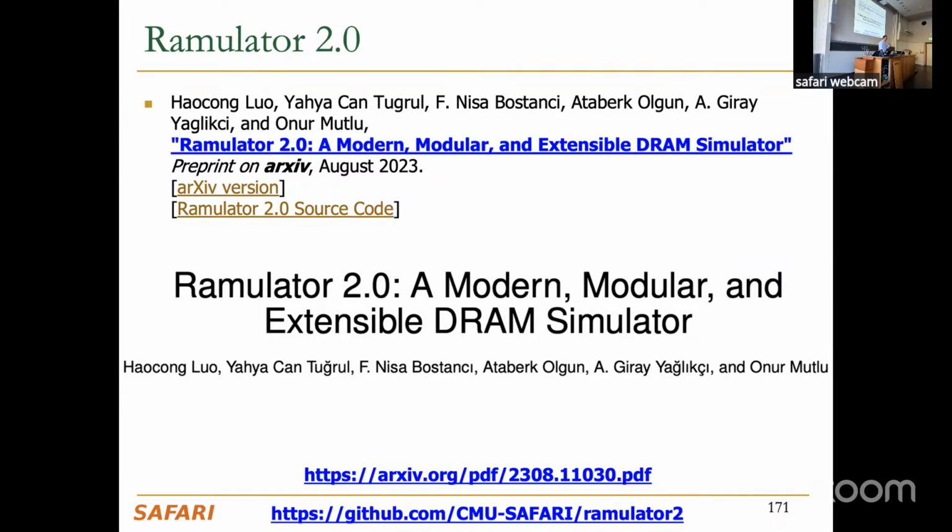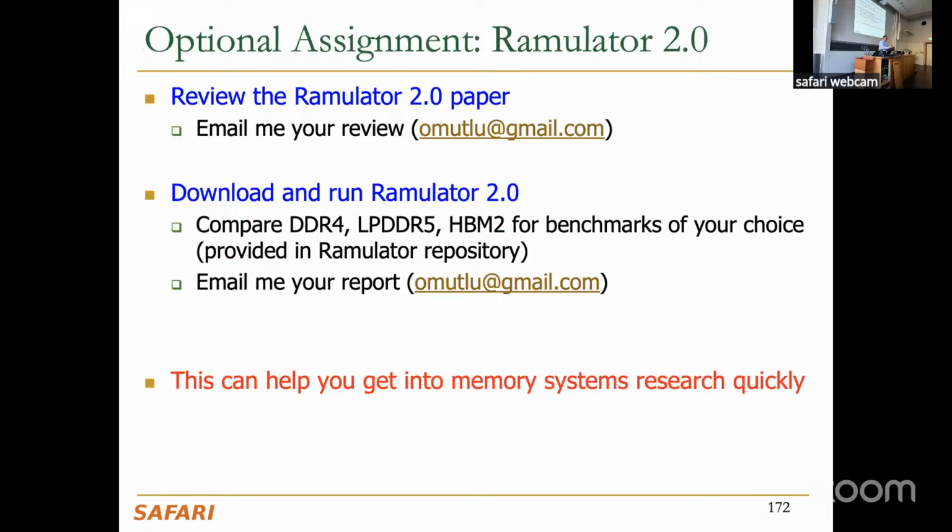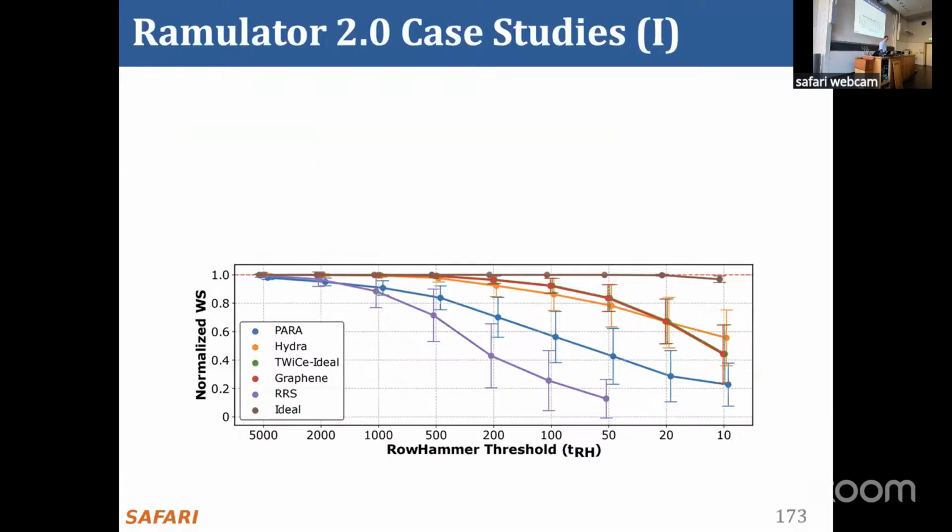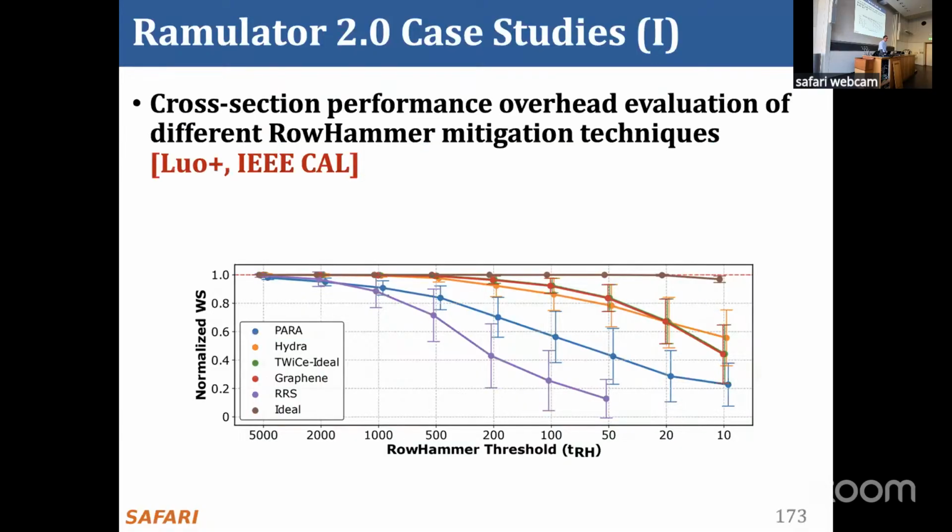Okay, so Ramulator 2 is there. You're going to do some studies with the Ramulator. Which lab is it? Do you remember? 4 or 5? Okay, 5. Okay, this is an optional assignment right now. You can review the paper right now. You can download and run it. This can help you get into memory systems research quickly if you're interested in this. This will be online. These are some of the studies that you can do with simulation, basically.